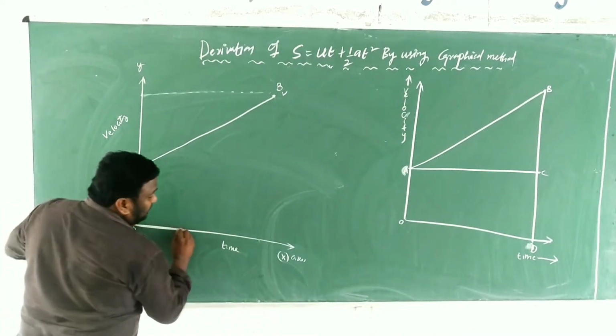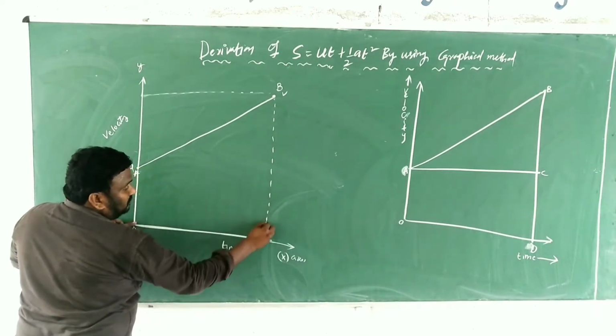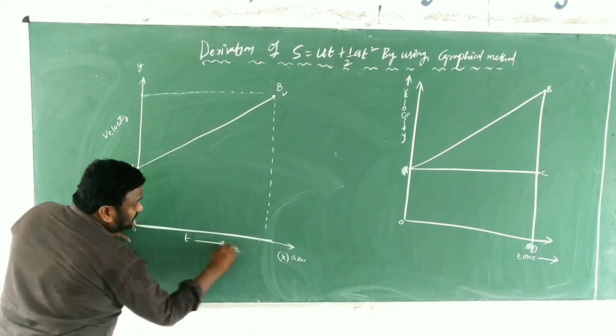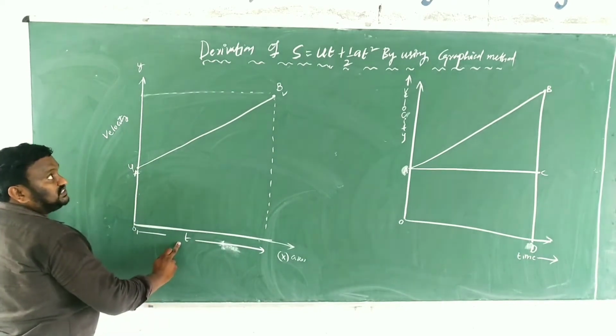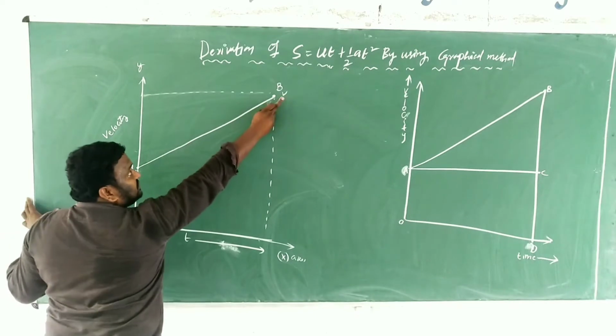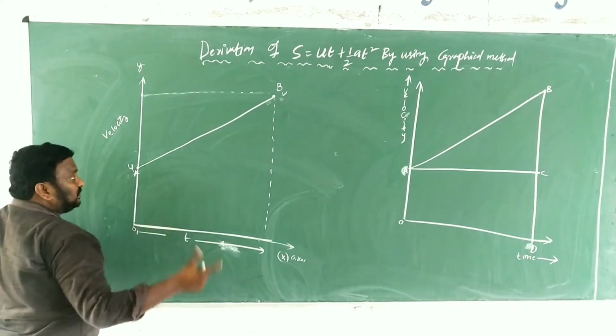After some time t, the time taken to reach the point B with velocity v is t. Clear?